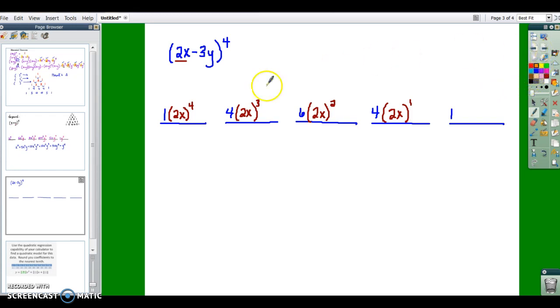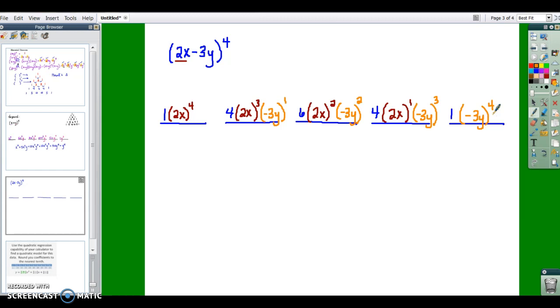Okay, and then I'm going to do the same thing. I'm just going to do it in reverse for the next term, the second term. So this is negative 3y. So this would be negative 3y to the 0 power, which would just be 1, so I can skip that first term. Then it's negative 3y to the 1st. Then it's a negative 3y to the 2nd. Negative 3y to the 3rd. And negative 3y to the 4th.